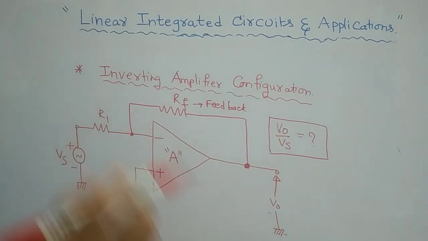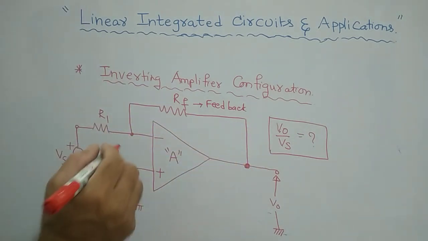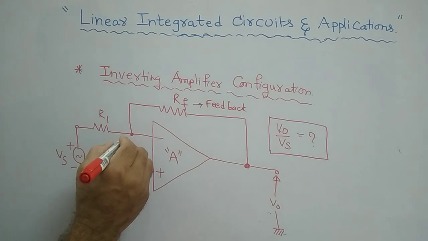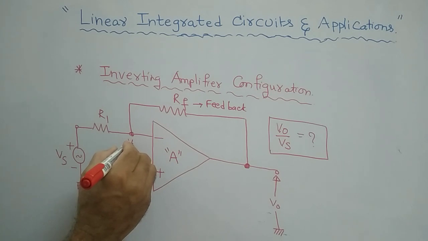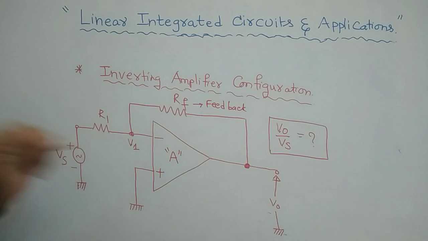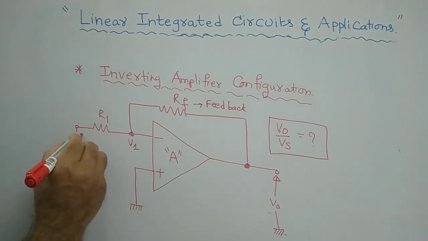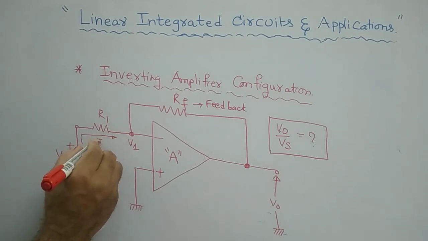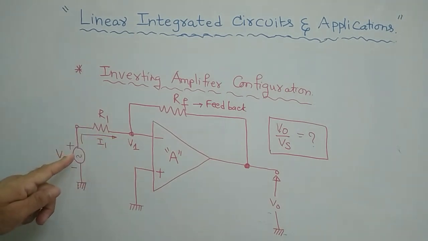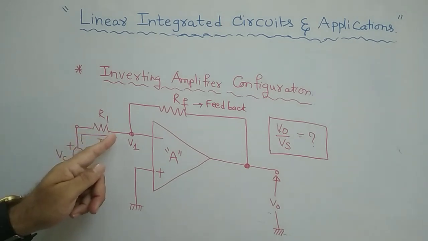That is V naught by Vs. In order to find the ratio of output by input, let us assume that some voltage V1 will be there here. Because of this voltage source, some current will flow through this particular resistor. Let us call it current I1.